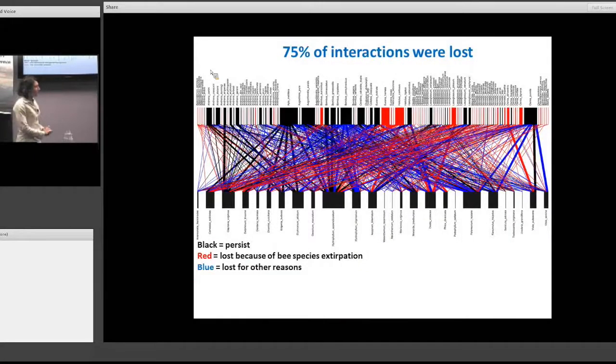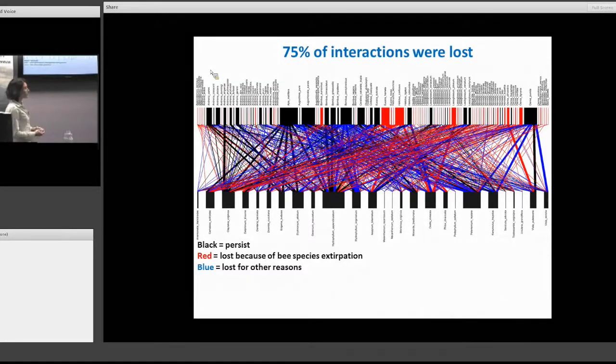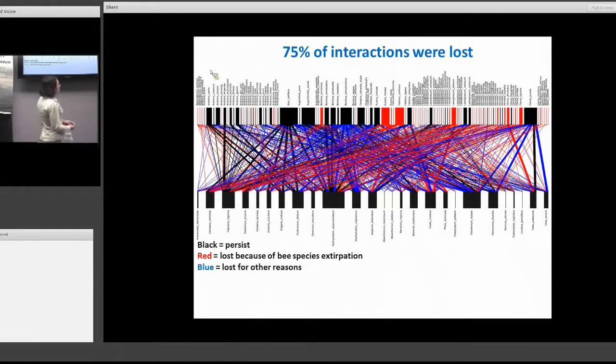So I thought I'd start off with a giant overwhelming figure. This is Robertson's original network of 26 spring blooming plants in the forest understory and the 109 bee species that he saw observing them. I have color-coded each of the 532 interactions according to changes that we saw in these interactions over time. So the black lines are those interactions that have persisted until today. So that's only about 25% of the original interactions that Robertson observed. All the other lines, the colored lines, are interactions that have been lost.